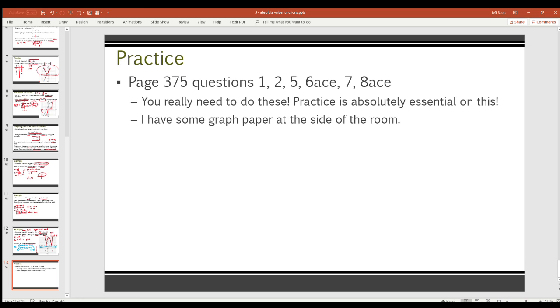Now, a lot of these questions have to do with graphs. If you don't have graphing paper, I actually have some at the side of the room over by the formula sheets. So if you check out the formula sheet wall, there should be some graphing paper waiting for you over there.